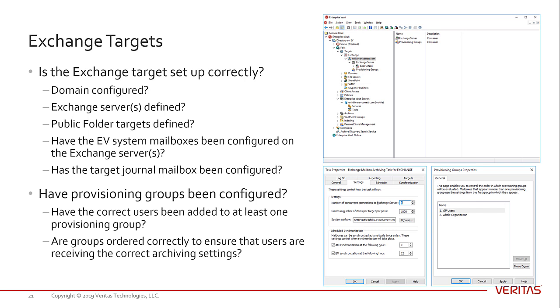Exchange Targets. Is the Exchange target set up correctly? Is the domain configured? Are Exchange servers defined? How about public folder targets? Have the Enterprise Vault system mailboxes been configured on the Exchange servers? Has the target journal mailbox been configured? Have provisioning groups been configured? Have the correct users been added to at least one provisioning group? Are groups ordered correctly to ensure that users are receiving the correct archiving settings?